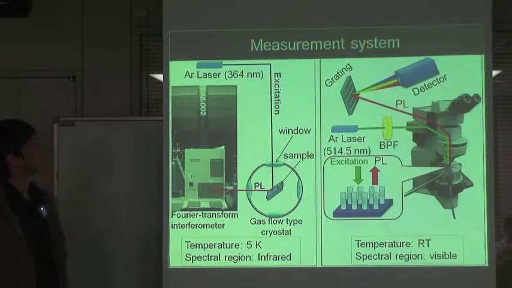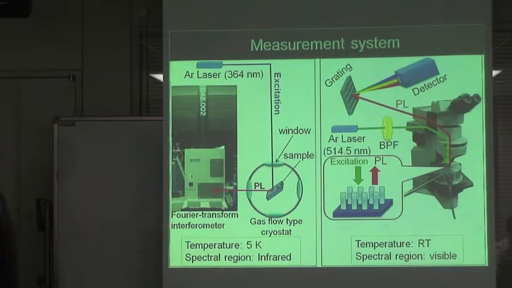Then I will explain the measurement system briefly. We use two measurement systems. One is for the 5K photoluminescence measurement, and the spectral region is the infrared. We use the 364 nanometer line of an argon laser as the excitation source. The excitation laser irradiates the samples in a gas flow type cryostat, and the photoluminescence from the sample was analyzed by a Fourier transform interferometer.